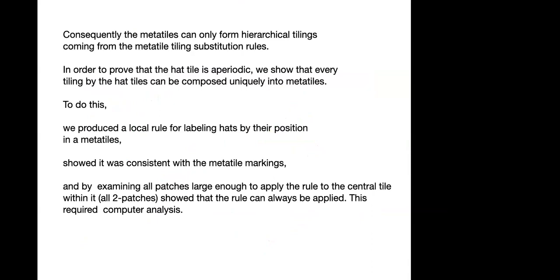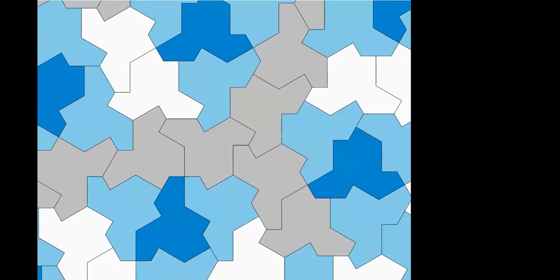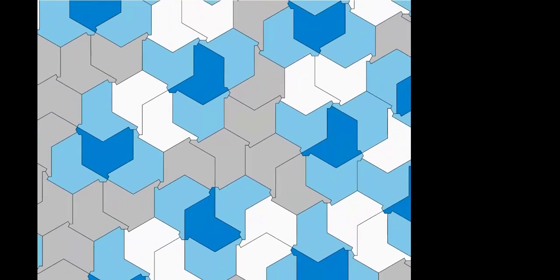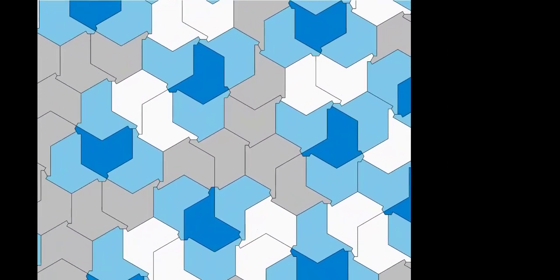And so in particular, we had shown that the metatiles can only form hierarchical tilings. And then I guess I already said this. And then to show the hat tiles aperiodic, you have to show that the hat tile can uniquely co-host in the metatiles. And so that just turned into its own mess.